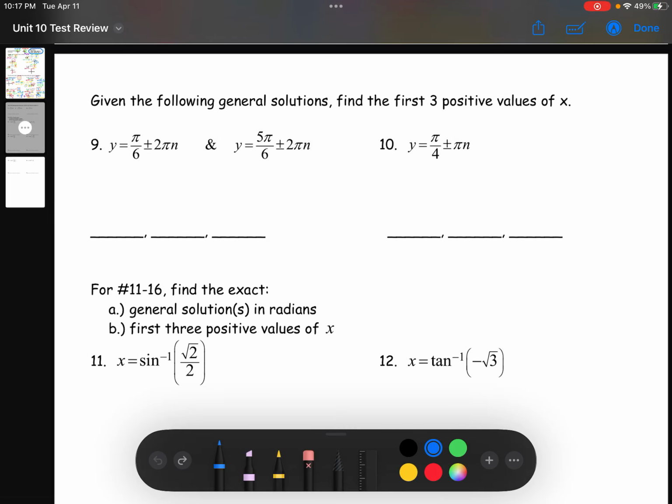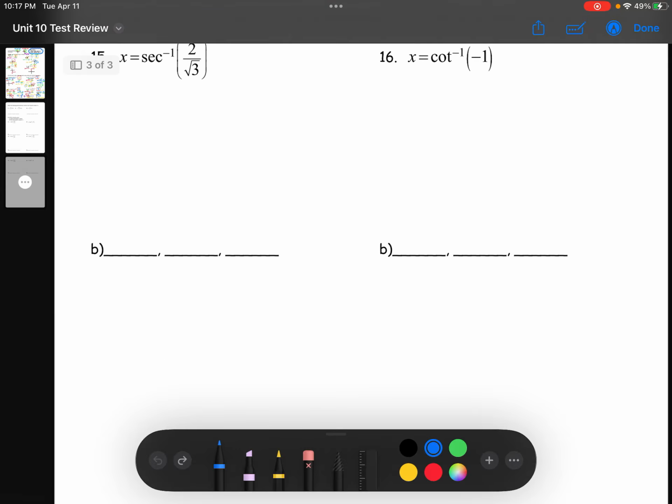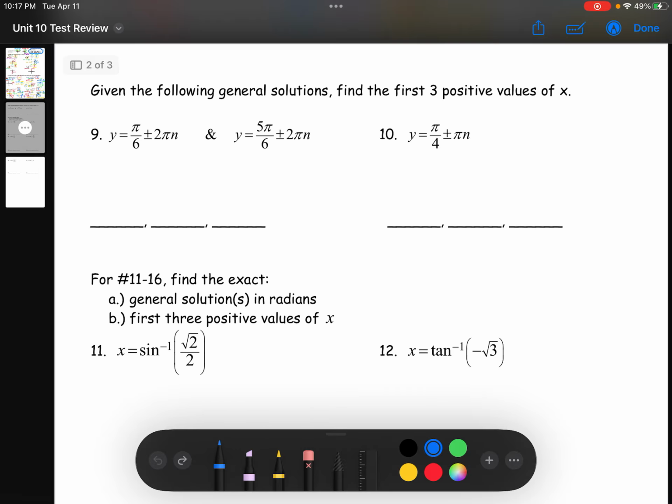Hey y'all, welcome back for the second part of your Unit 10 test review. This is problems 9 through the end, which is number 16. So, a couple things to remember as we get started.